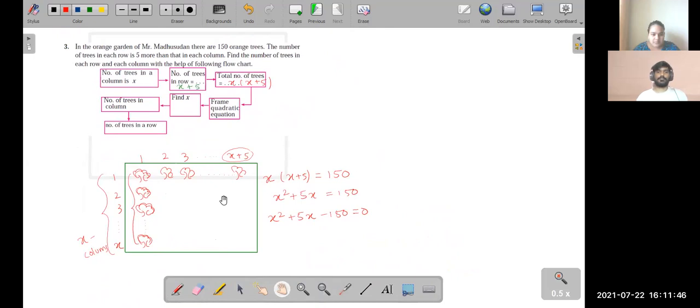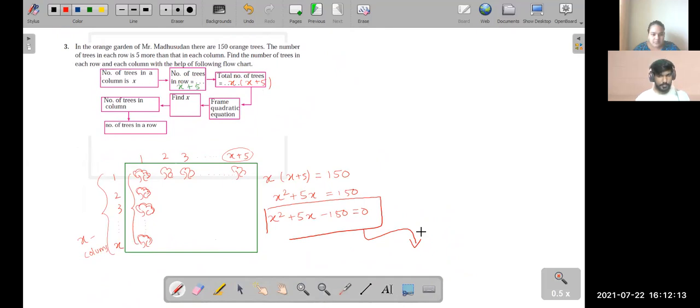So I just have to write x plus what? I have to write x into x plus 5 in this box. After that, here we have framed the quadratic equation. Now you have to solve this quadratic equation, so do the solving part.